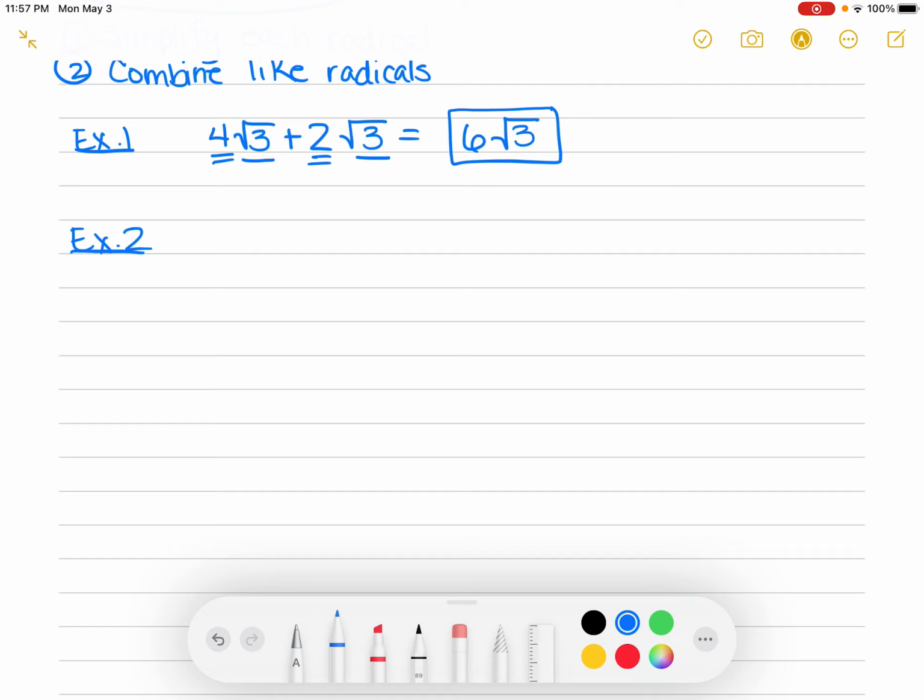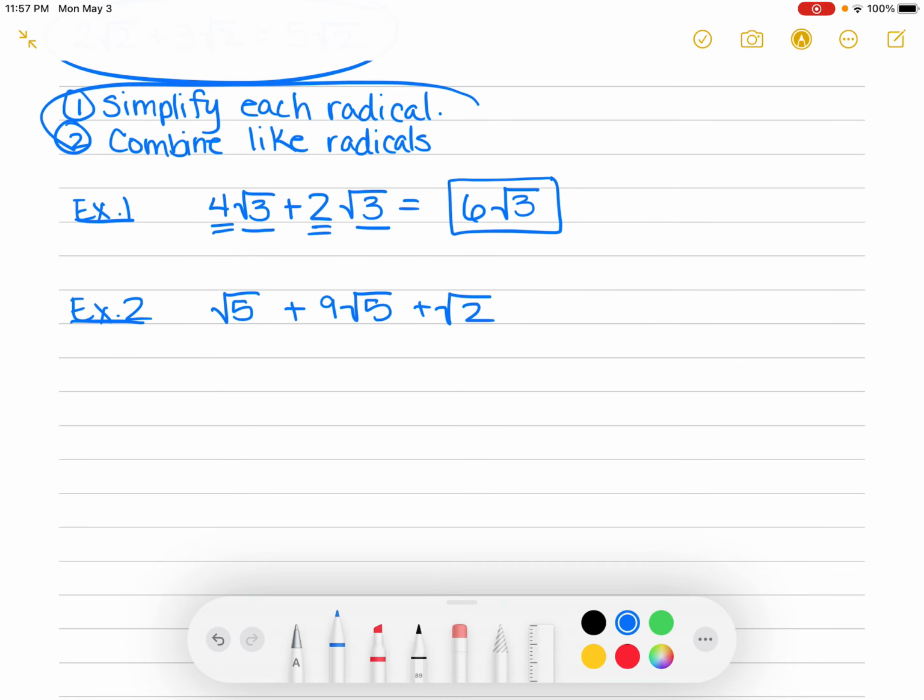Remember, almost all the examples are a little bit different just to get you used to them, every type that is going to be on your homework. So we have the square root of 5 plus 9 times the square root of 5 plus the square root of 2. The first thing up here said was simplify each radical. Well, these are simplified because when they're prime numbers under there, then you're simplified. I can't make a factor tree out of any of those. Now the next one is combine like radicals.